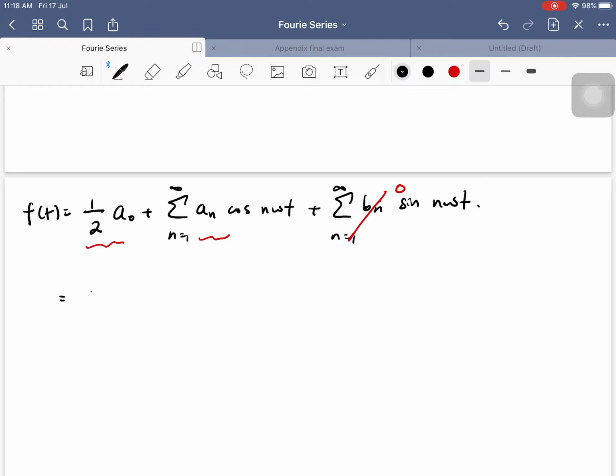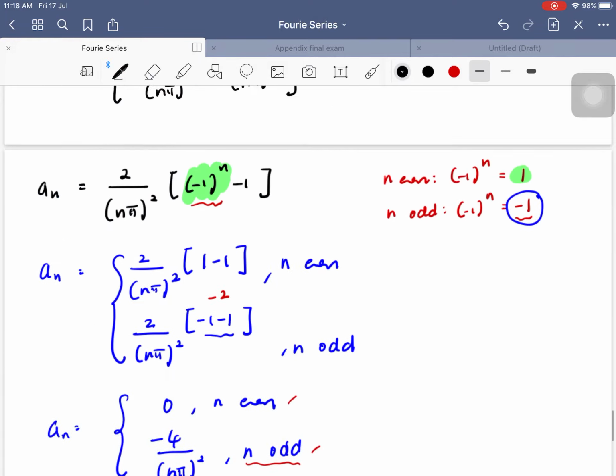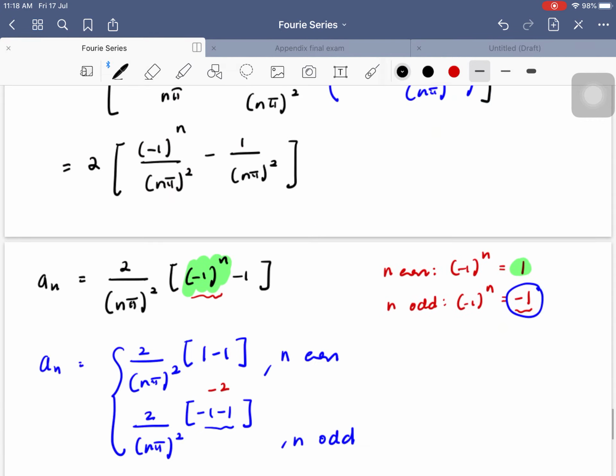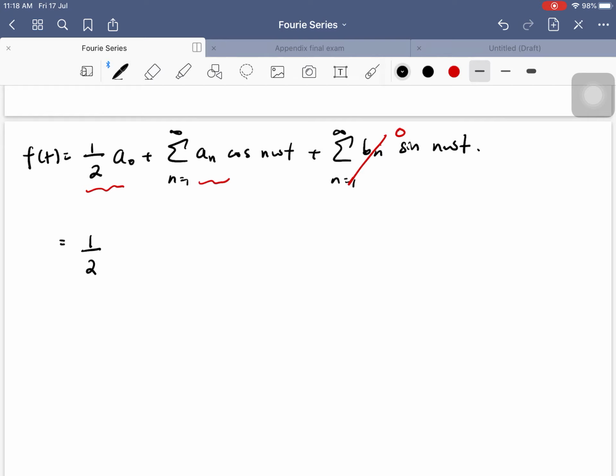Now let's start by substituting a naught. From our previous calculation, we know that the value of a naught is going to equal 1. So I'm going to substitute right here. It's going to be half multiplied by 1. And then I'm going to have a sum for the case of n.